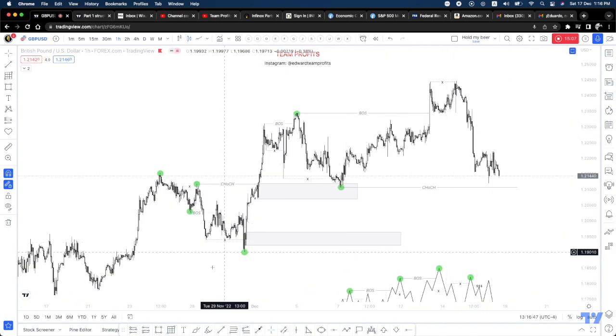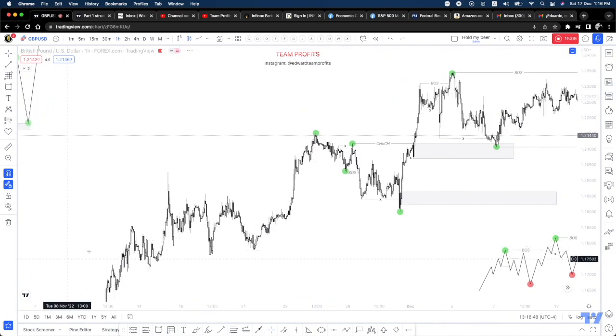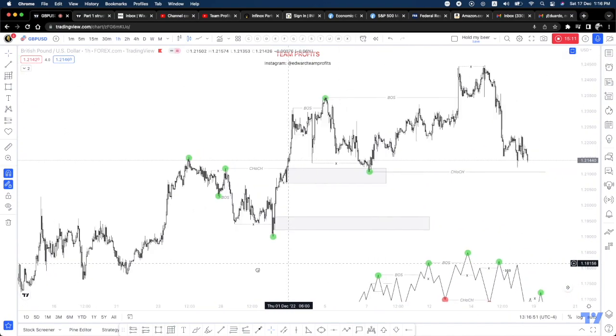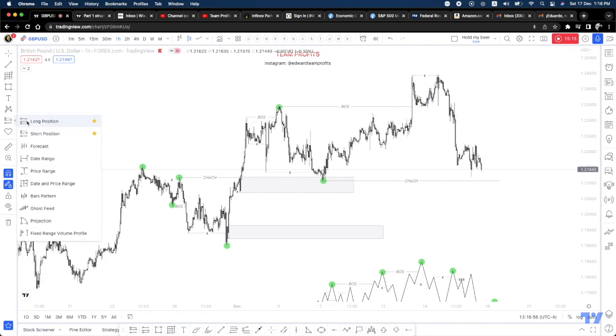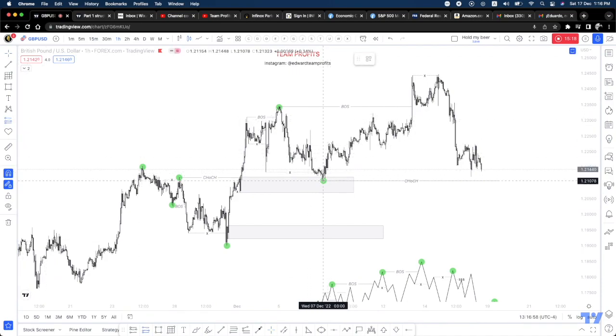Okay, so we're still bullish. At least from here, the market is still looking bullish. This order block did get mitigated. You have plenty of options. You can trade right there at the order block. You can even scale in on smaller time frames.